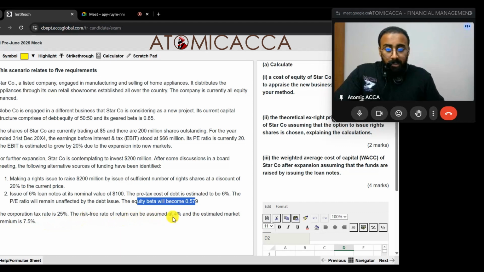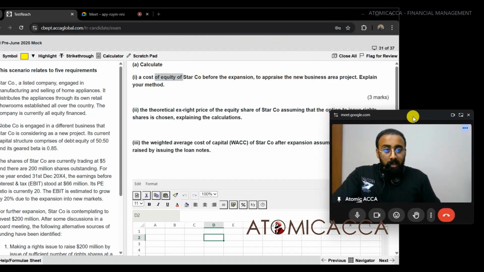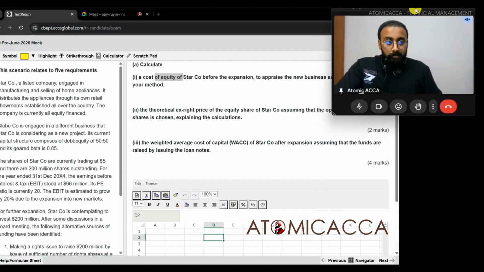Risk-free rate of return can be assumed at 4% and the estimated market premium is 7.5%. So these are generally the CAPM formula items that we have to use. So let's get back to question number 1. What did they ask? They're asking what is the cost of equity, KE, of Star Company before the expansion to appraise the new business area project, and explain your method.